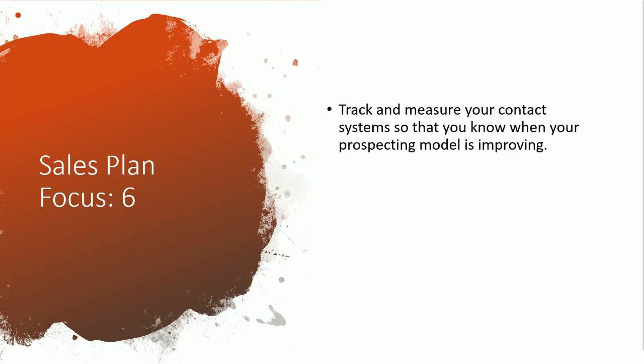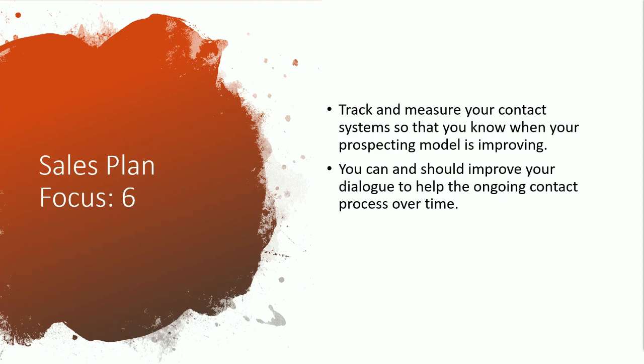Number 6. Track and measure your contact system so that you know when your prospecting model is improving, and indeed it should improve. That is the number of people that you're talking to each day, why you're doing it, and the results that you are achieving as part of that. There will be improvement in your prospecting model over time, so track that, see that, appreciate the improvement for what it is. When you can see the improvements, you will do more of it. And that's what habit building processes are all about in our game.